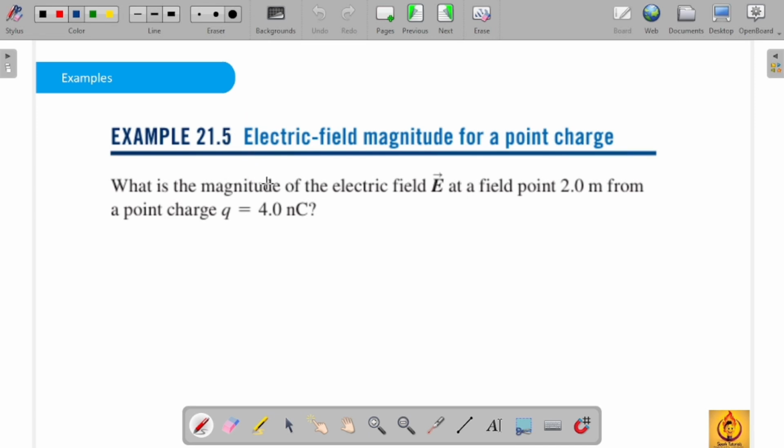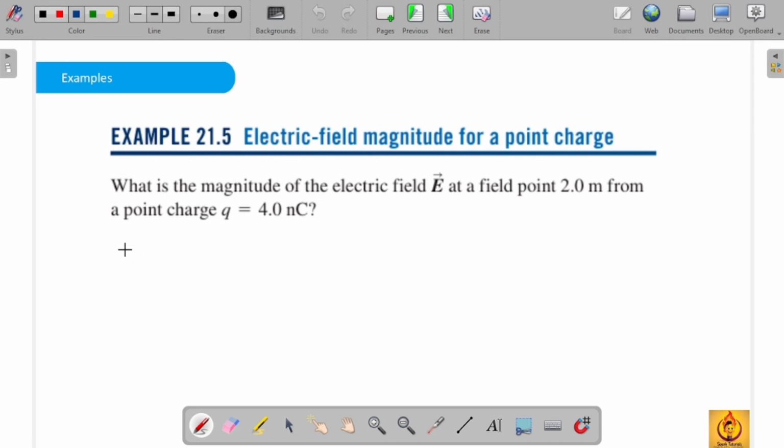So let's do some examples. Now, example 21.5. Who is responsible for this one? It's me, sir. Okay, may you help us read it, so that we can start with it. Okay, so example 21.5. What is the magnitude of the electric field E at a field point 2.0 meters from a point charge Q equals 4.0 nanocoulomb?